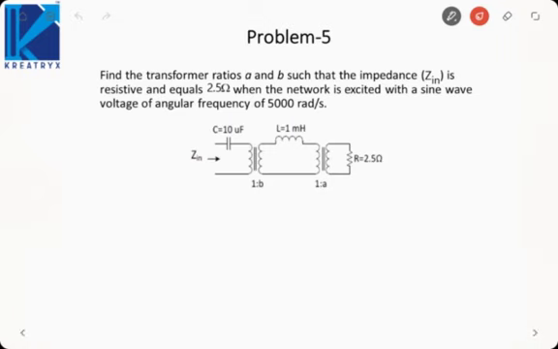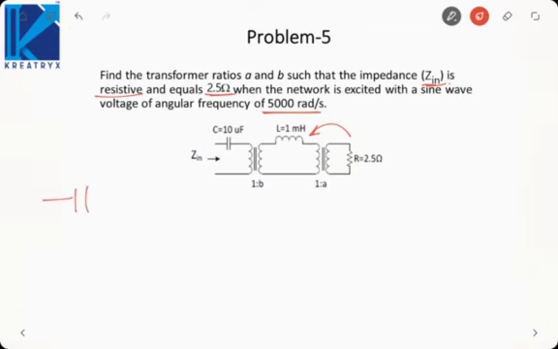In our next problem, it is showing two transformers in cascaded configuration which have transformation ratios of A and B. It is given that Zin impedance is resistive and equals 2.5 ohm when the network is excited with a sine wave of angular frequency 5000 radian per second. That is, if we transfer the entire circuit to the primary, the input impedance is resistive and it equals 2.5 ohm.